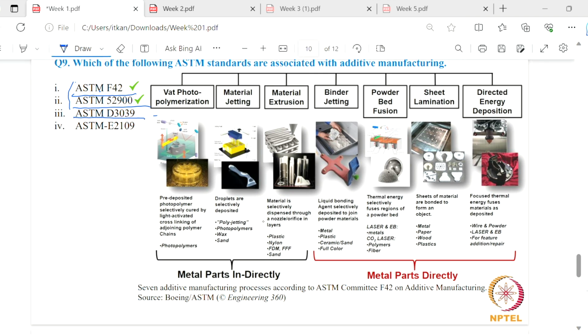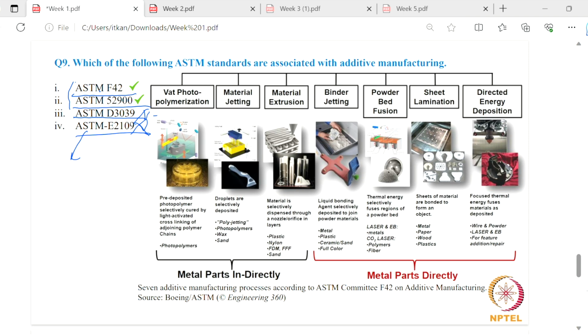These are some different standards. This one is not related to additive manufacturing. It is for tensile testing of plastics. And this one is also not correct. It is used to calculate porosity. This ASTM standard is not associated with the additive manufacturing process.